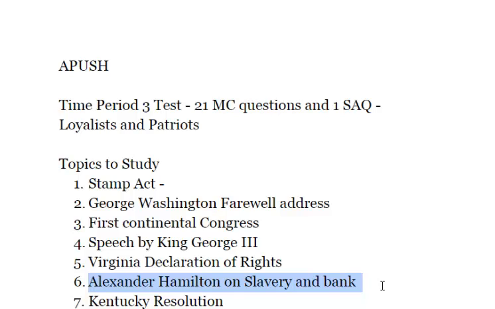Okay, it's hard to go into a lot of these things because so many of the responses are in the text that you're going to be reading tomorrow. So hopefully this gives you a quick little review. And the last one, the Kentucky Resolution, basically just what it was about, where it came from, who it supported. Okay, so there you go.